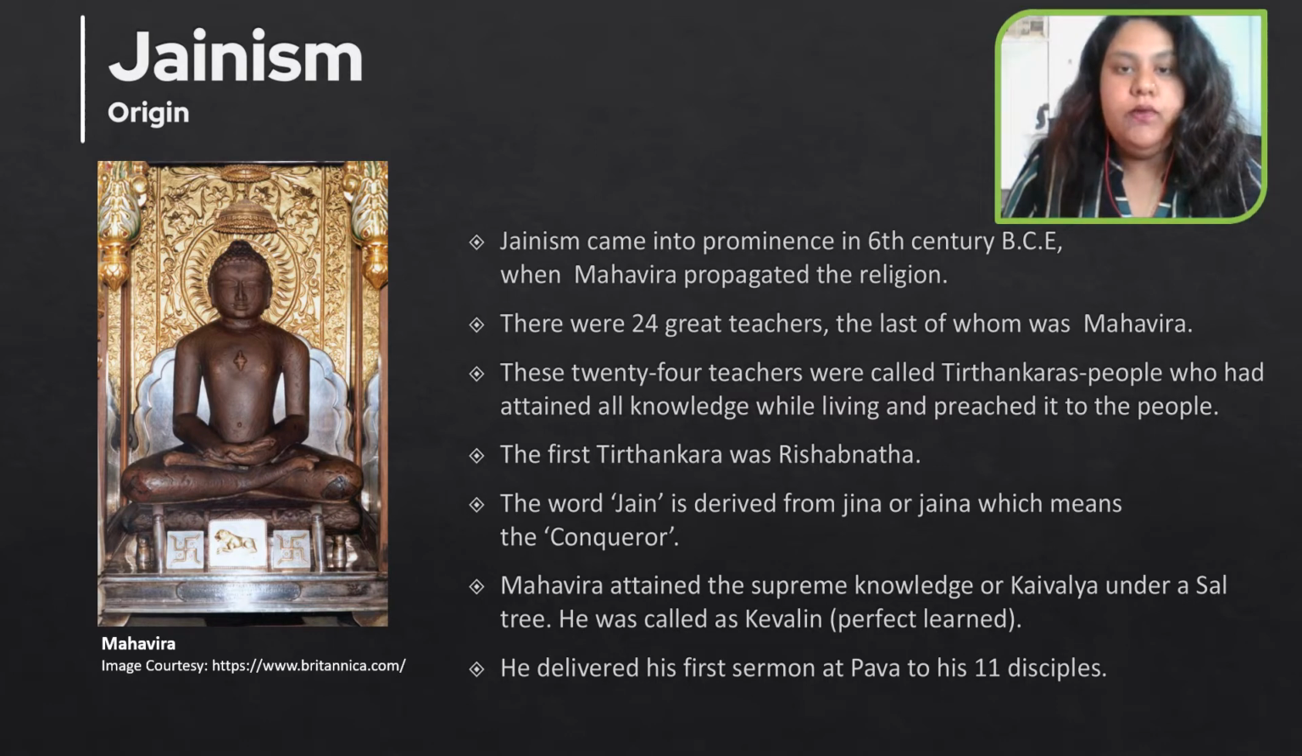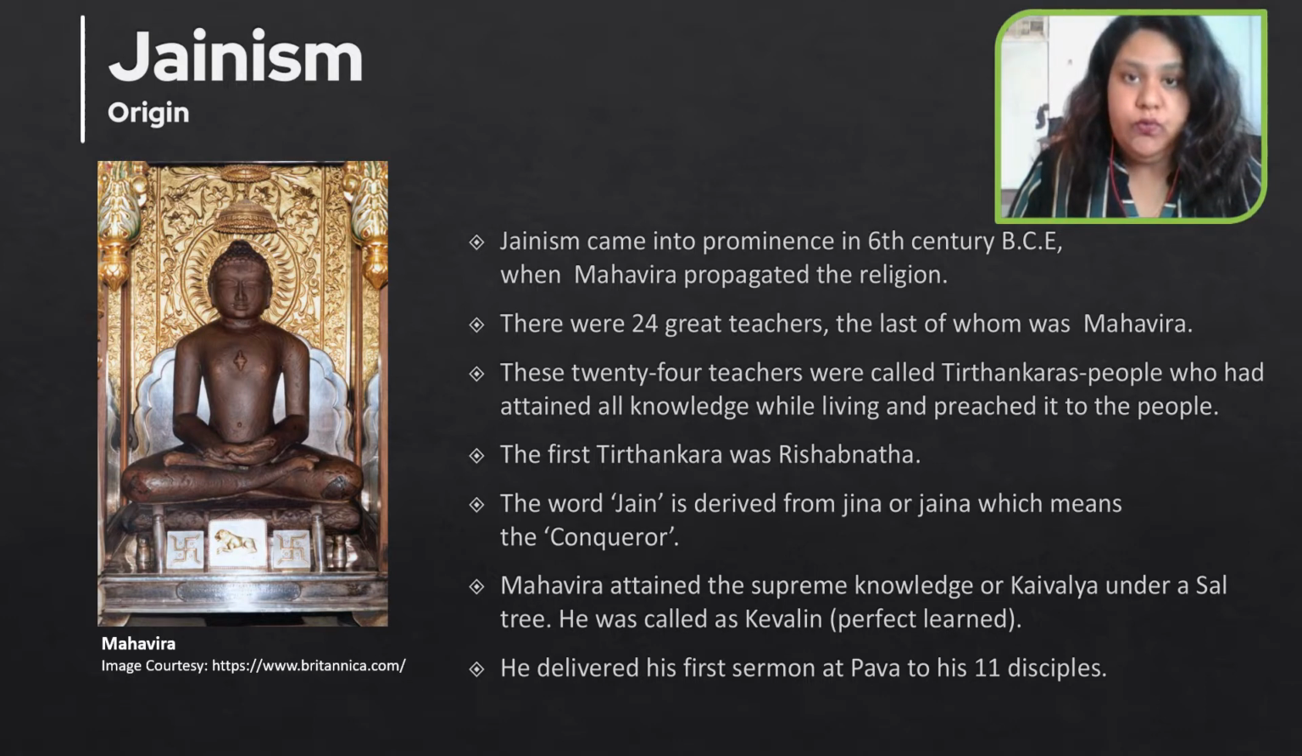Before we begin with the Jaina iconography, I would like to introduce a bit of Jainism and how it came into existence. Jainism came into prominence in and around the 6th century BCE when Mahavira propagated the religion. This religion was an outcome of the presence of the orthodox sects in society, which believed in the supremacy of the Vedas. There was a rebellious movement during the 6th century BCE where the Jainism, Buddhism, and Ajivika sects came into existence as a rebellion against the supremacy of the Brahmanical religion.